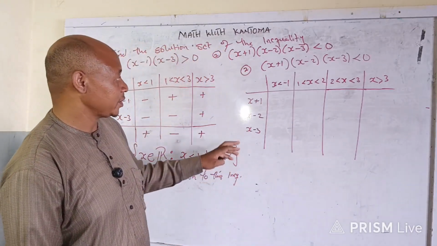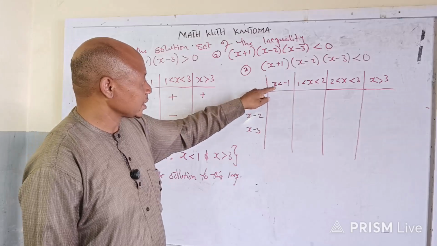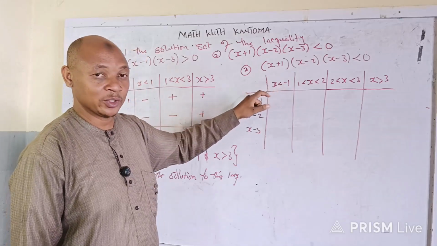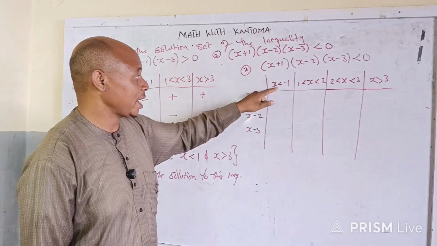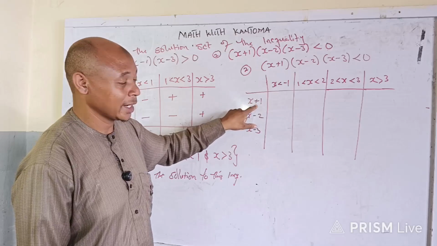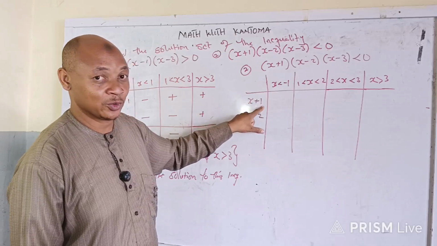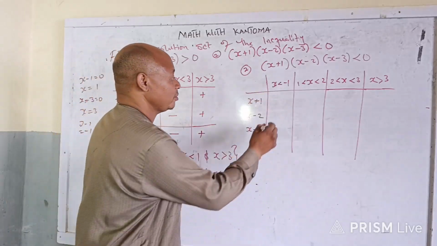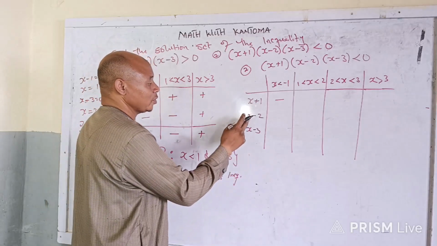So now to multiply this, first we said when x is less than minus 1, think of any number that is less than minus 1. Minus 2 is less than minus 1. Minus 3 is less than minus 1. So pick x to be minus 2, substitute it here. Minus 2 plus 1 is going to give you minus 1. Minus 3 plus 1 is minus 2. So any number you put here, so far as it's less than minus 1, is going to give you a negative value.